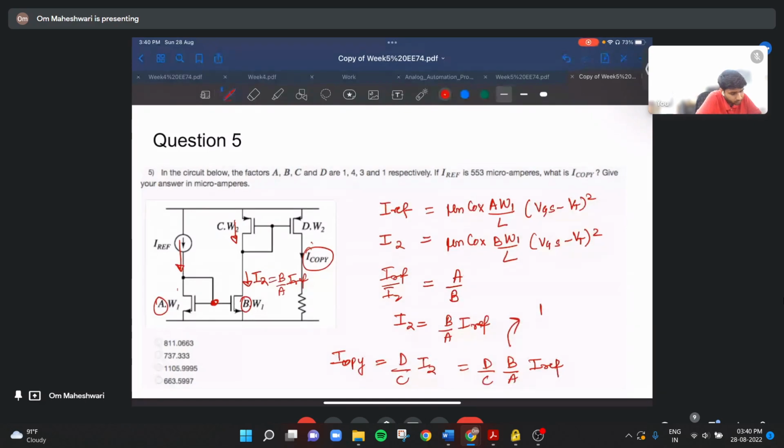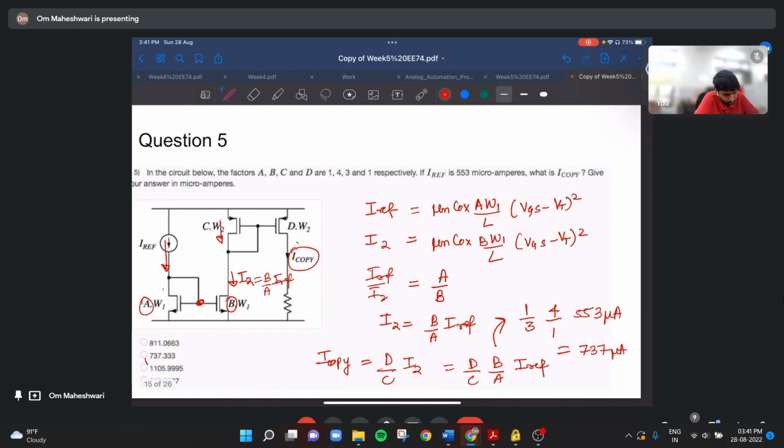D is 1, C is 3, B is 4, and A is 1. IRef is 553 microampere. If we solve it, what will we get? 737 microamperes, which is the answer.